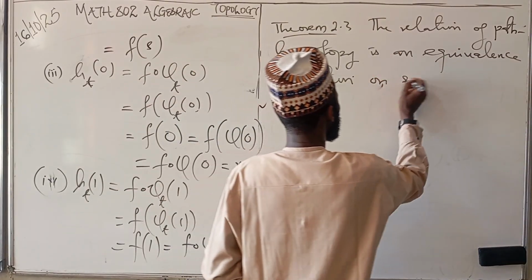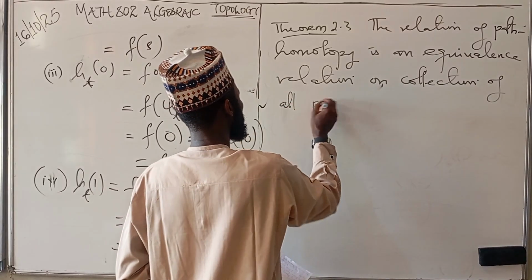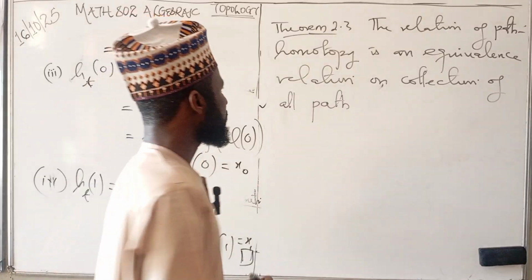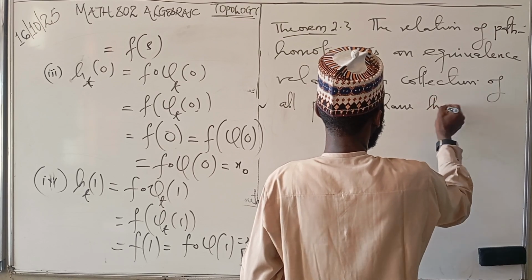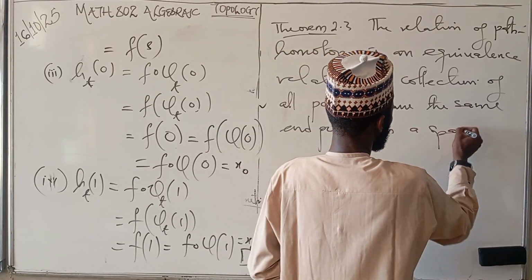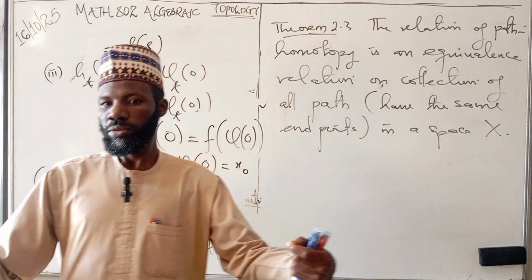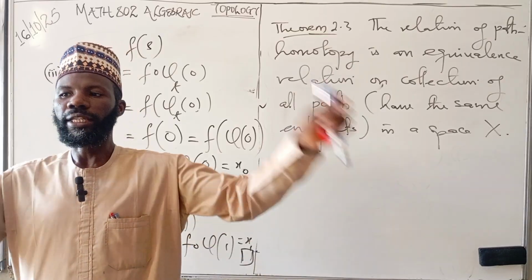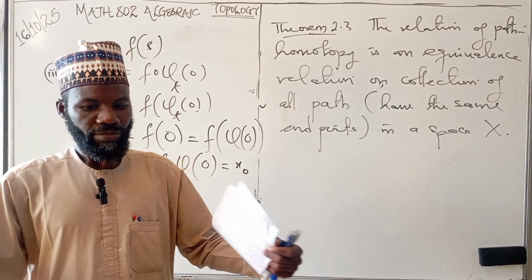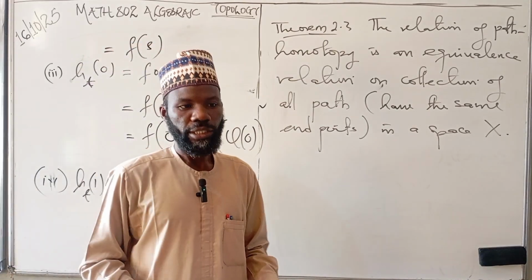On the set or collection of all paths, having the same endpoint in a space X. So if you look at all paths, if you identify endpoints X0 and X1 in a space, and you want to now look at all paths with the initial point X0 and terminal point X1, the relation of the path being homotopic, having these endpoints, is an equivalence relation.